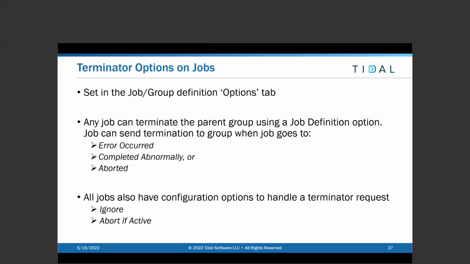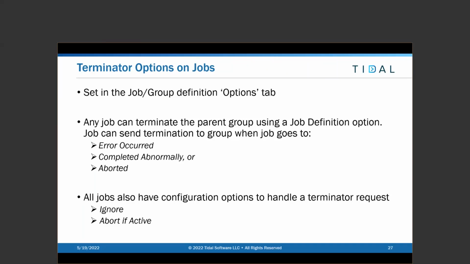Maybe another job said, hey, group, terminate, and it sends it down, and my job's sitting there waiting to run, and it gets the termination request. What do I want to do with that? Do I want to ignore it? Do I want to abort the job if it's currently running? You have that capability and flexibility within the job definition to set that, so you get the outcome that you desire here.